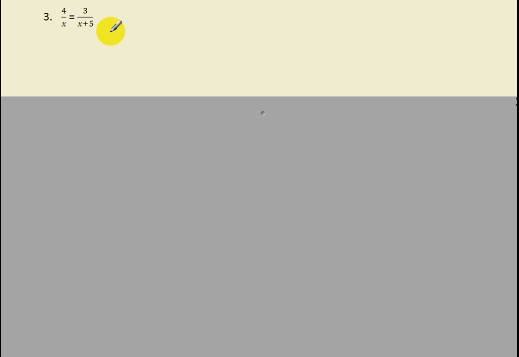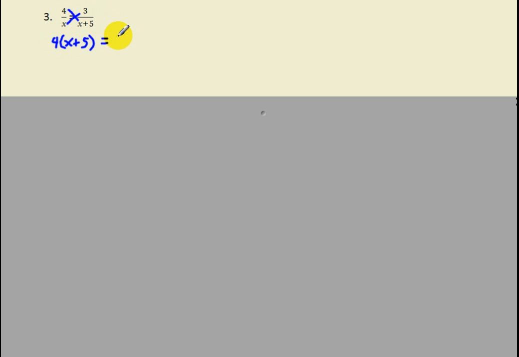Okay, number 3. Now we have something a little more complicated because we have a variable in the denominator of both fractions. And also, on the right-hand side, this denominator isn't simply x or 2x, it's a binomial, x plus 5. So we have two terms here. Still, we apply the idea of cross products. Just be careful here to put parentheses around the x plus 5 because we're multiplying 4 times that entire denominator, not just times the x.